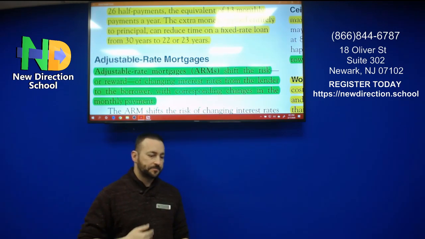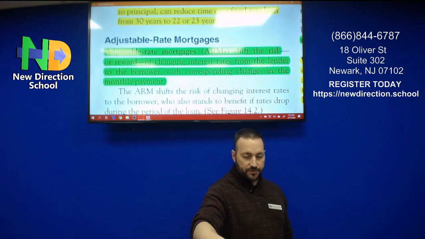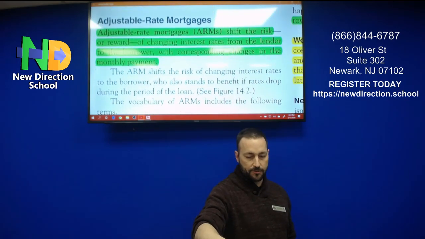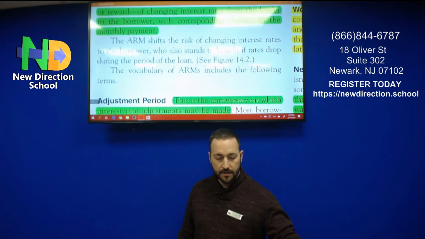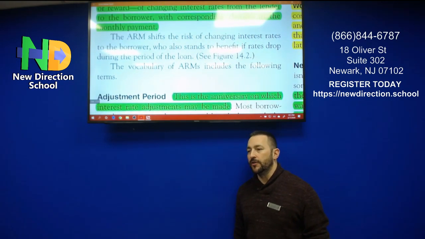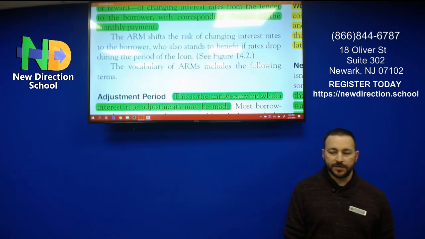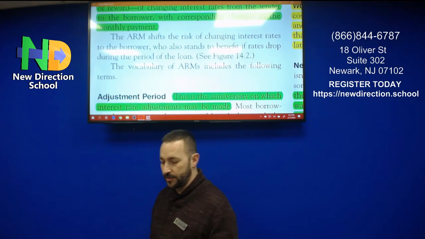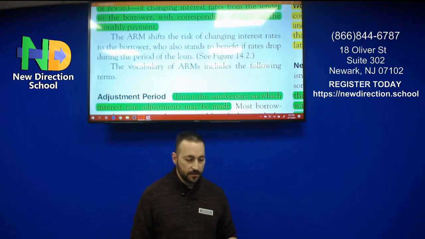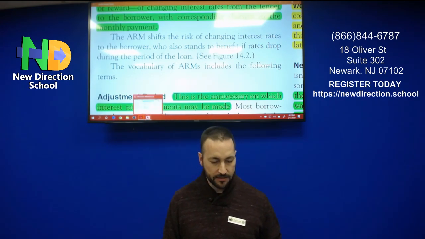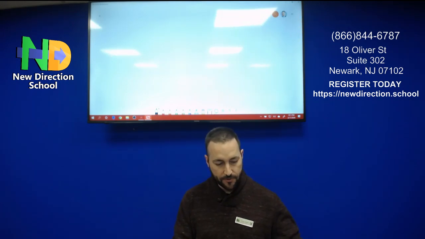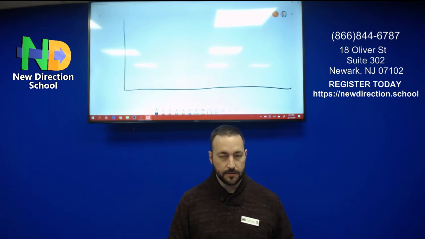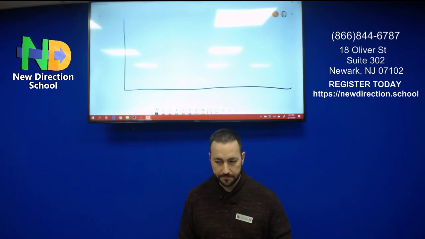Great. Now, it says here that an ARM shifts the risk of changing interest rates to the borrower, who also stands to benefit if the rates drop. There's something called the adjustment period, which is the anniversary on which interest rate adjustments are made. The concept is very simple. If we have here, let's say this is the index.